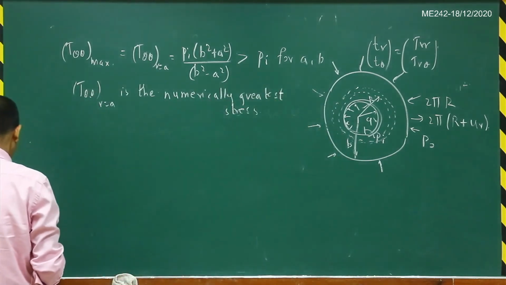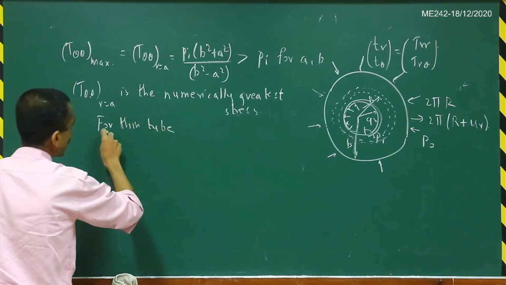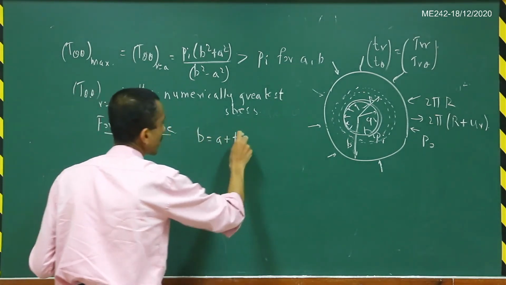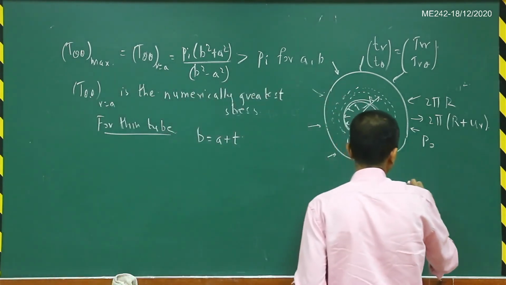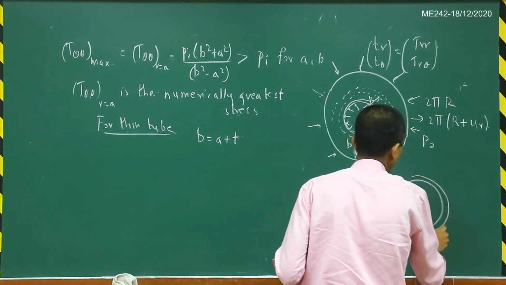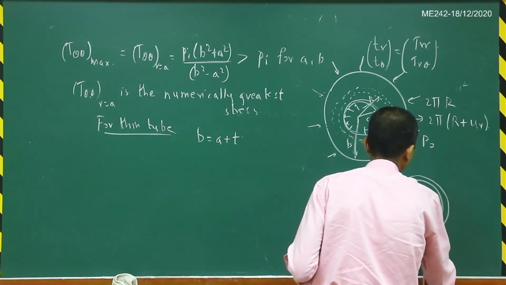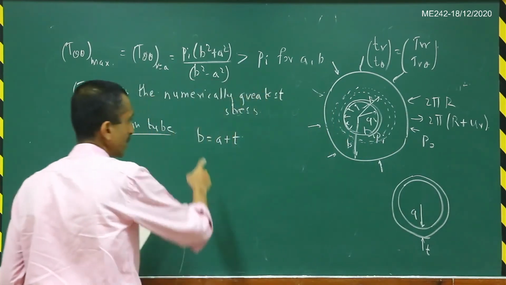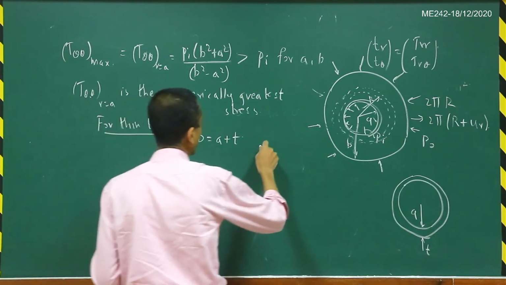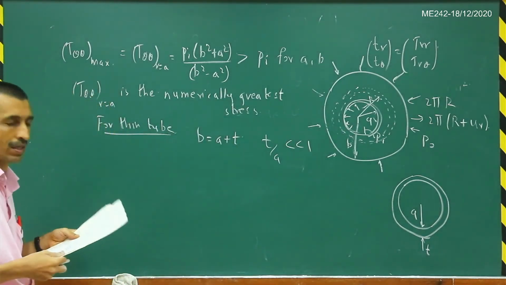So now for a thin tube, you can write B as A plus T. Okay, so now let me just redraw that. You can imagine that this is your A now, and it's a thin tube. So I'm just drawing it, and this is your T. And so B is now A plus T, so that T is the thickness of the tube. And we also have that T by A is much smaller than 1. So that is what we mean by a thin tube here.